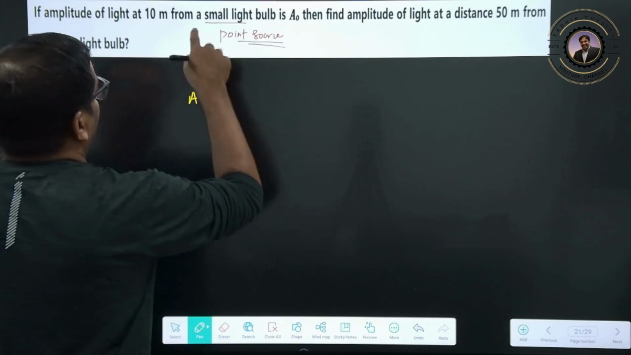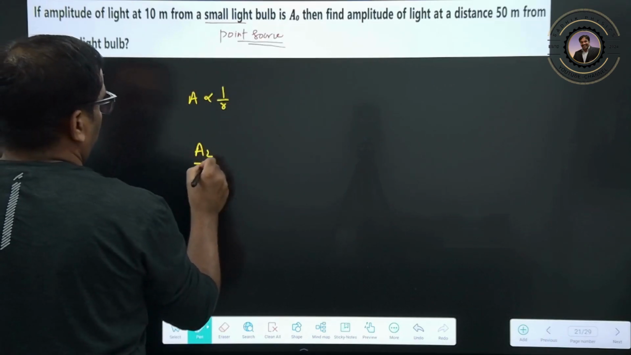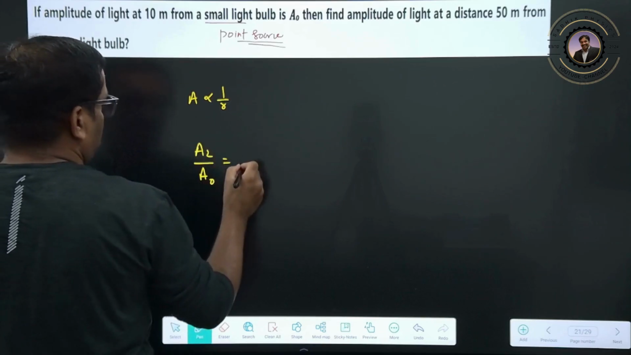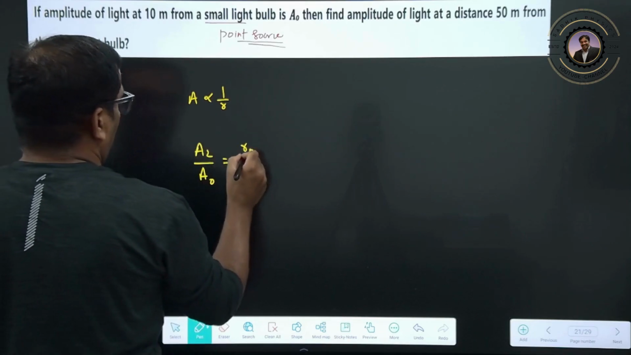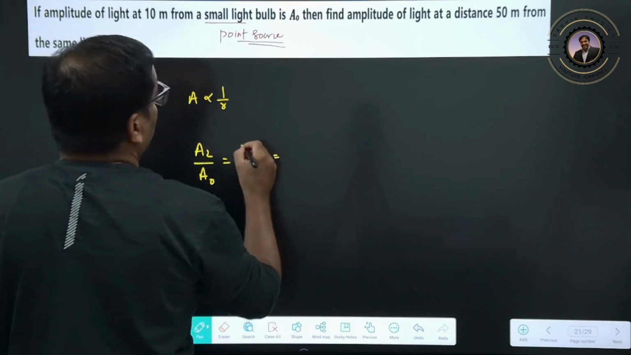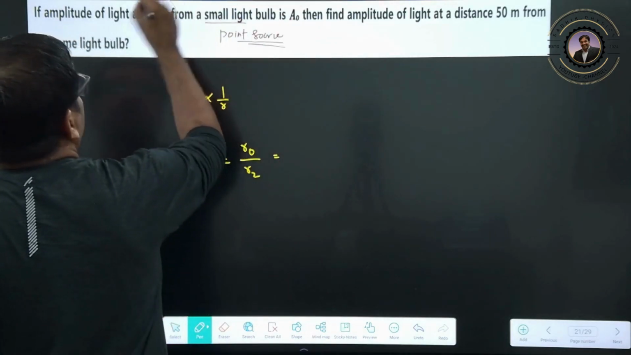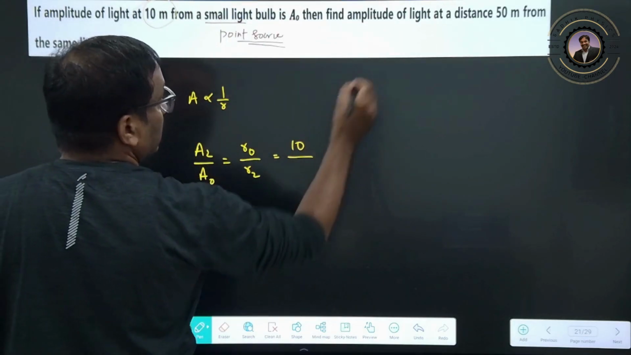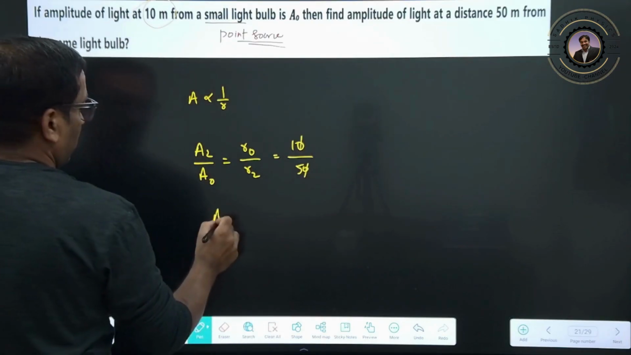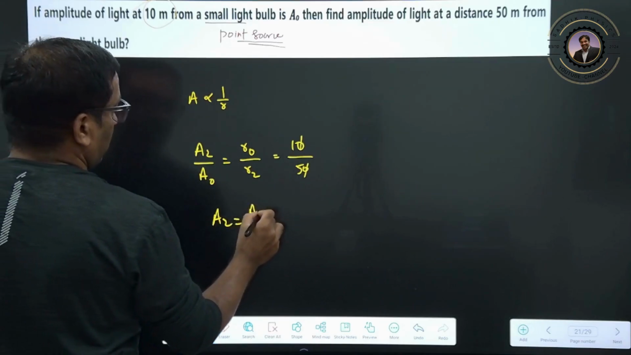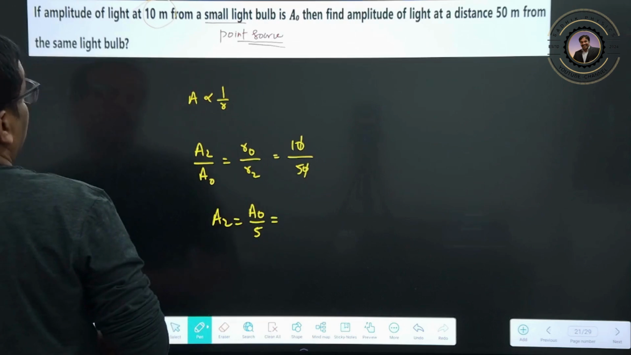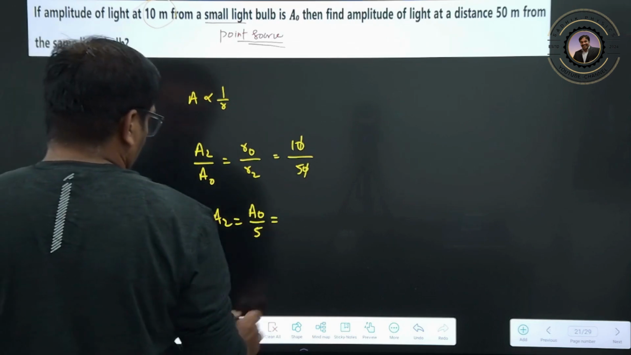So A2 by A1 is inversely proportional, therefore r naught by r2. Clear? The given distance is 10 meters, and it is asking for 50 meters, so they cancel out. So A2 is equal to A naught by 5. A naught only is given here.